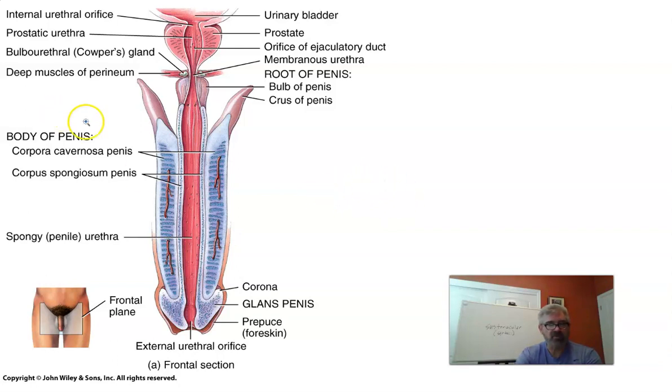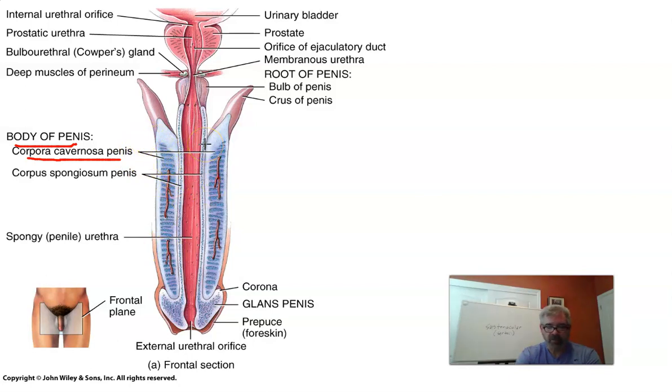It has three main regions. So you have the body of the penis, which would be right through here, the bulk of it right there. It contains three cylindrical masses of erectile tissue covered by a fibrous tissue called the tunica albuginea. So we have tunica albuginea one more time. The three masses consist of, first, two dorsolateral, so on the sides and on the back, corpora cavernosa penis. Corpora is plural for corpus. You've got one on the left and one on the right.